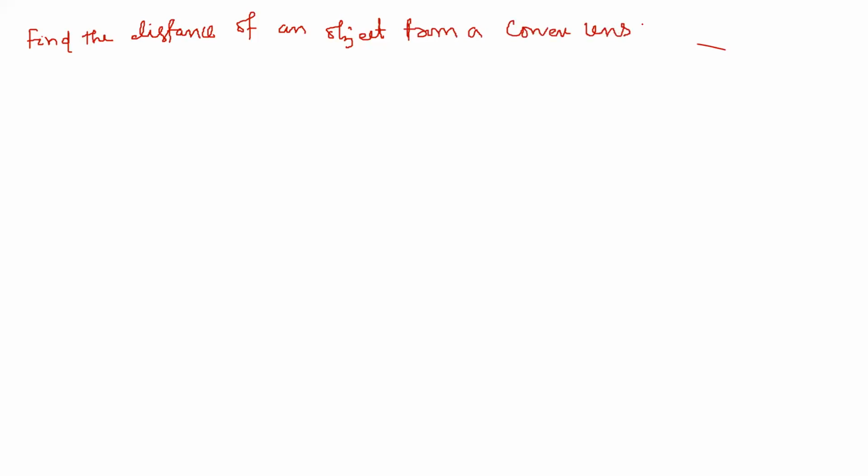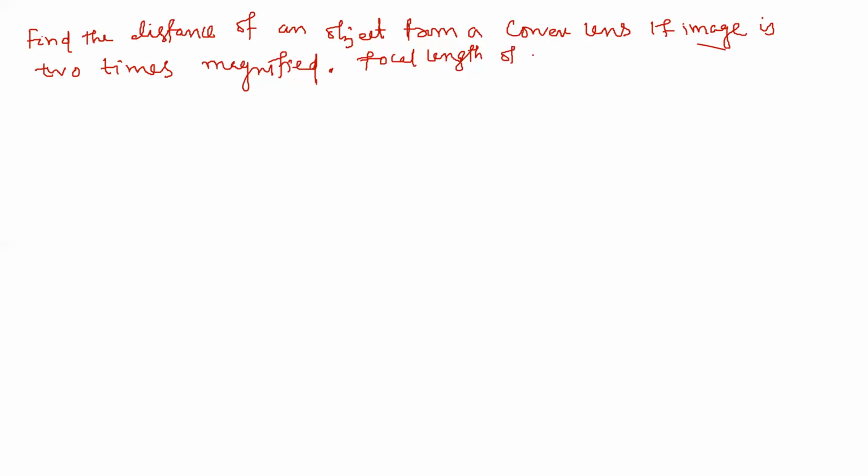Find the distance of an object from a convex lens if the image is 2 times magnified, and the focal length of the lens is 10 centimeter.